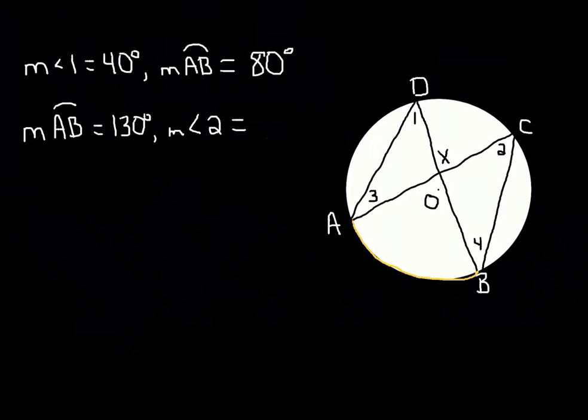Let's take a look at another example. We have the measure of arc AB, that same arc, is equal to 130 degrees. What is the measure of angle number 2? Well, if you take a look at angle 2, its intercepted arc is arc AB. So if arc AB is 130, then the measure of the angle is equal to 1/2 of that. So then our angle is 65 degrees.